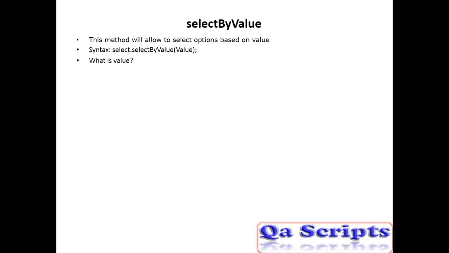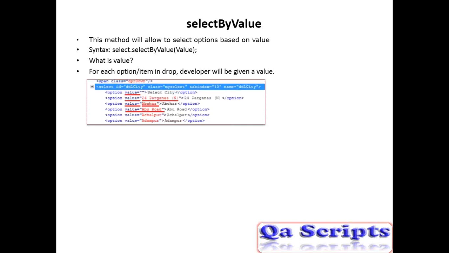Then the question comes, what is value? For each option or item in a drop down, the developer will give a unique value. Here is the snap I have taken from the same personal loan website. When you click on the drop down, that is select city, it will have options along with values. Let us go back to our Firefox, then we will be able to understand clearly what the value is.